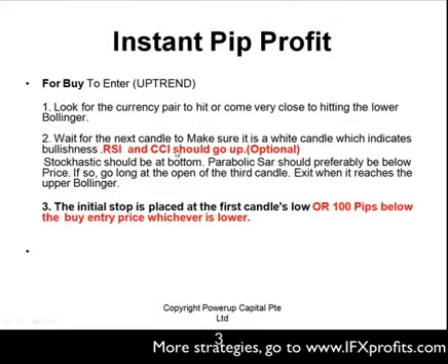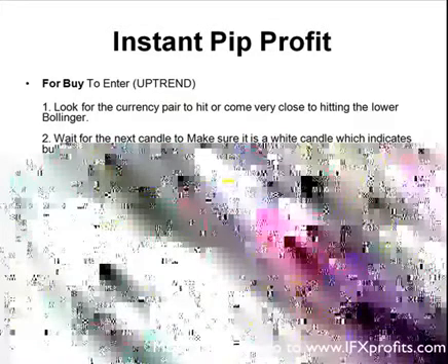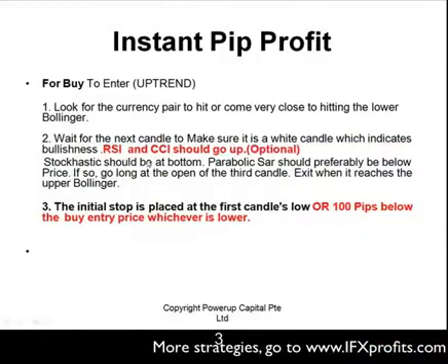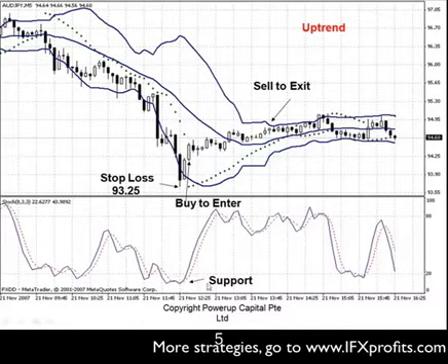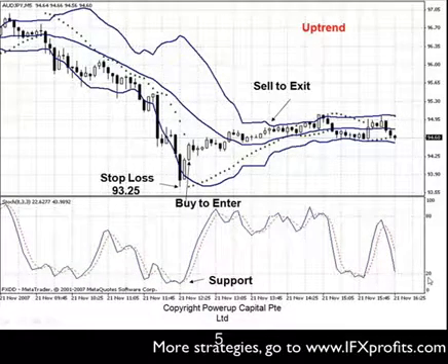Thereafter, you want to make sure RSI and CCI should go up, but this is optional. So I'll show you this example slightly later. Next, stochastics should be at bottom. So this is the stochastics, and this should be at the bottom, which is at 20 levels.